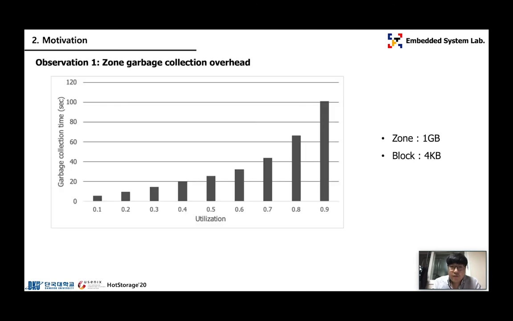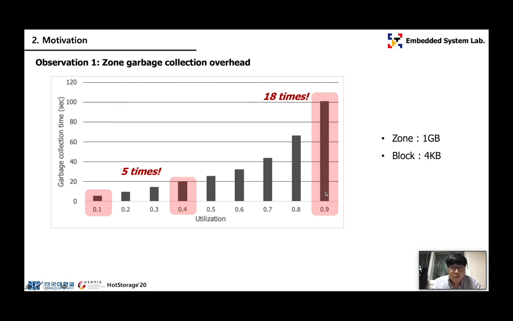This figure shows our first observation. Zone garbage collection was based on the basic ZGC described in the previous slide. The x-axis is the utilization of the candidate zone, while the y-axis is the garbage collection time in seconds. As you can see, when the utilization is 0.4, it takes around 70 seconds. When the utilization is 0.9, it takes around 100 seconds. It's quite a big time.